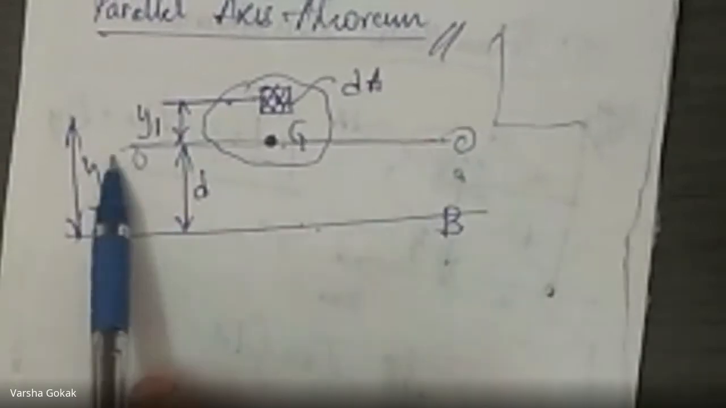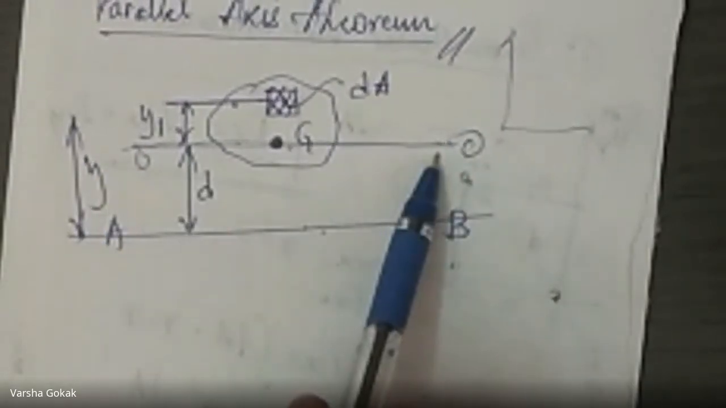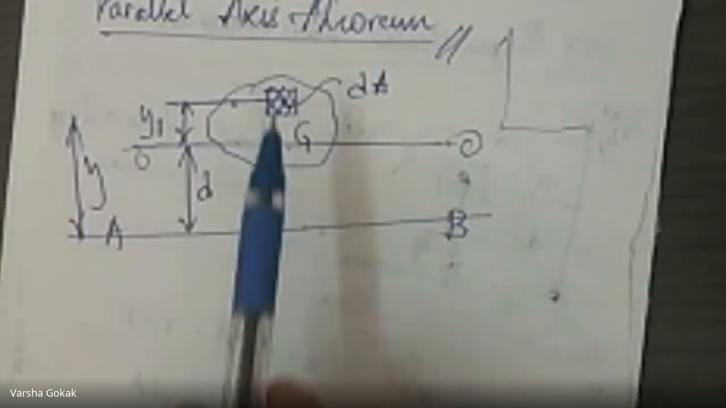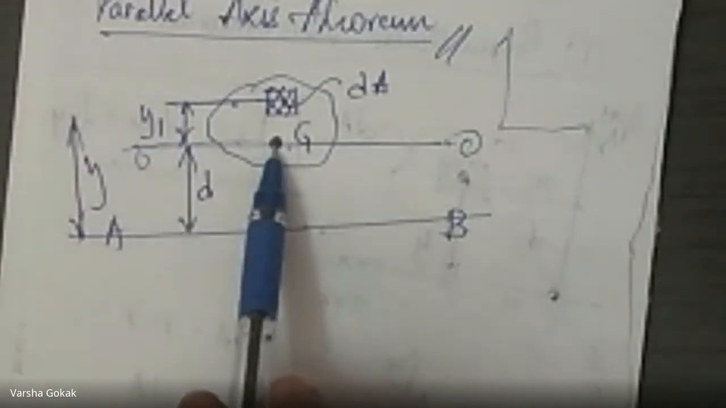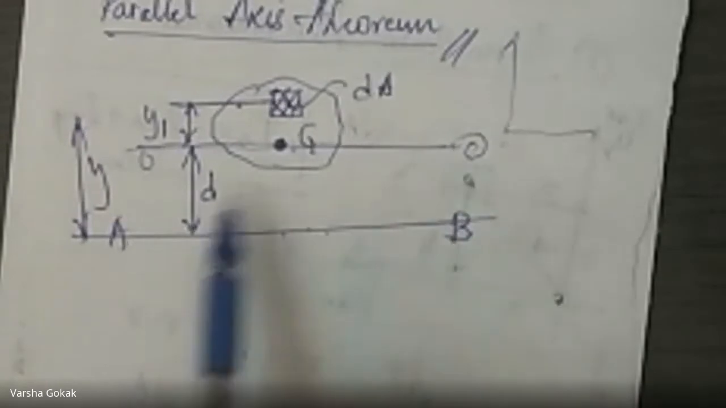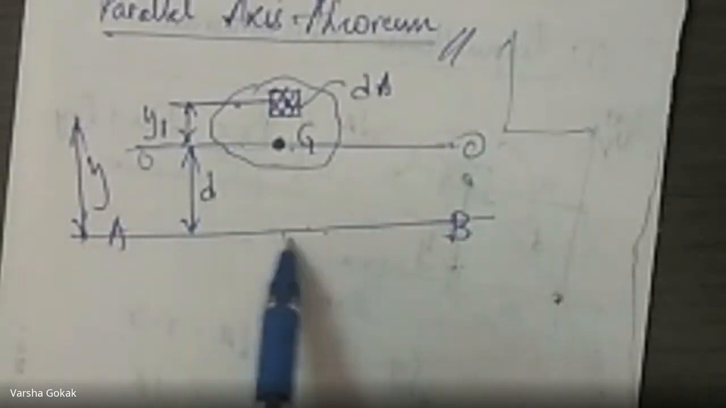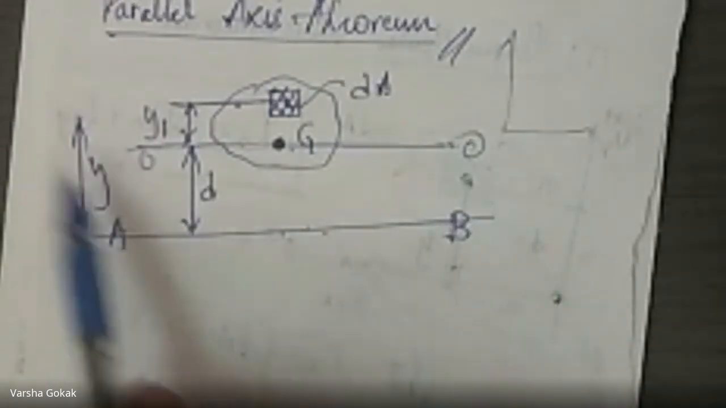This is my centroidal axis, right? And this is the elemental area. So distance between centroidal axis and elemental area is y1. And distance between centroidal axis and the reference axis, that is called d. And from here to here, that is y1 plus d is going to be your y.